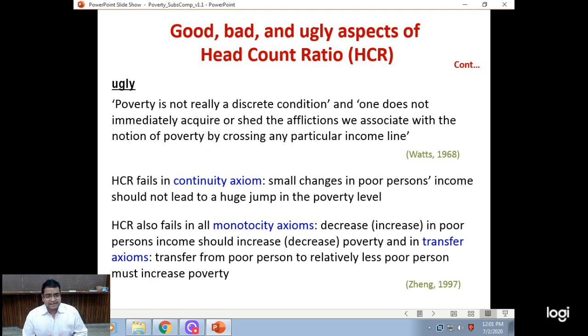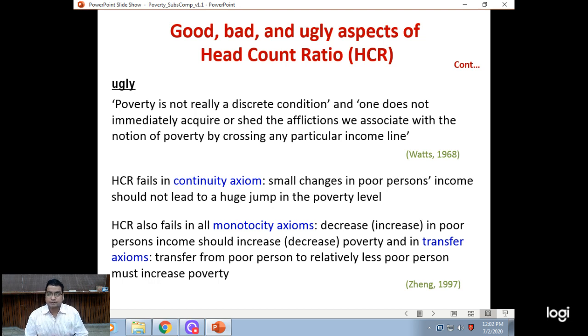So whether this badness of the head count ratio has been highlighted in the poverty literature or not, of course if we pit the head count ratio against the desirable axioms or properties any poverty measure should satisfy, the head count ratio would squarely fail some of the basic axioms. For example, the continuity axiom, which says that a small change in a poor person's income should not lead to a huge jump in poverty level. But in the head count ratio case, it might happen.